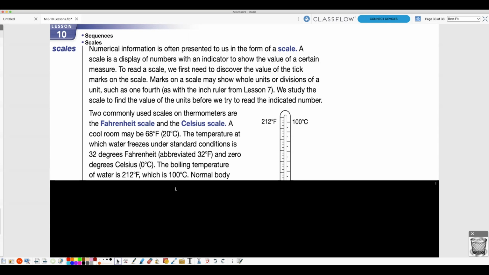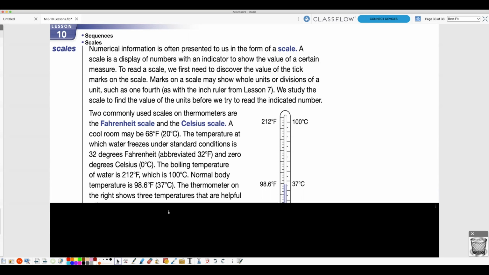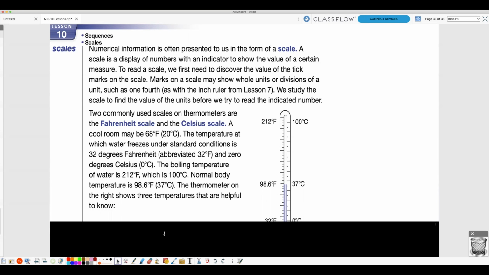The boiling temperature of water is 212 degrees Fahrenheit, which is 100 degrees Celsius, and the normal body temperature of a human being is 98.6 degrees Fahrenheit or 37 degrees Celsius. The thermometer on the right shows three temperatures that are helpful to know.